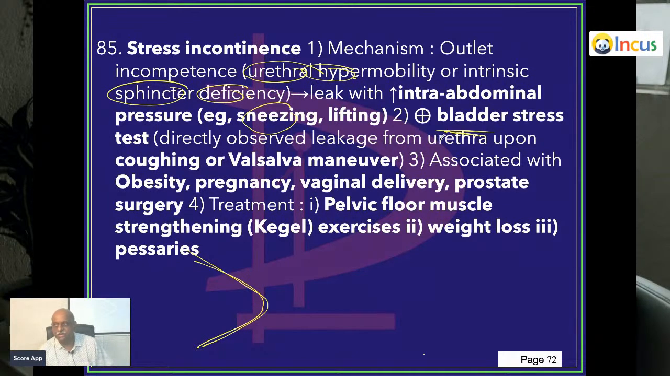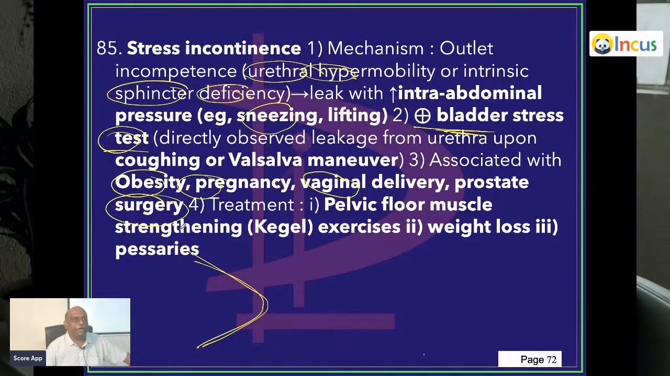In this, there is a positive bladder stress test. That means you ask the patient to cough or do a Valsalva maneuver. That is against a closed glottis, you do expiration, you ask. Mukkadam, that's what we call it in Telugu, right? If the patient coughs or does a Valsalva maneuver and that leads to direct leakage of urine from the urethra, it is called a positive bladder stress test.